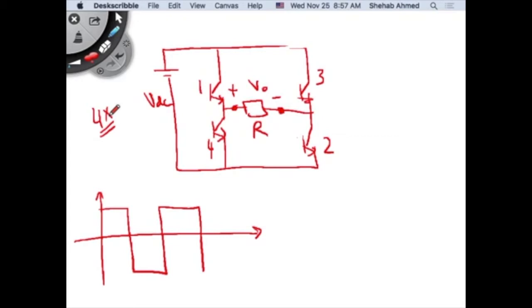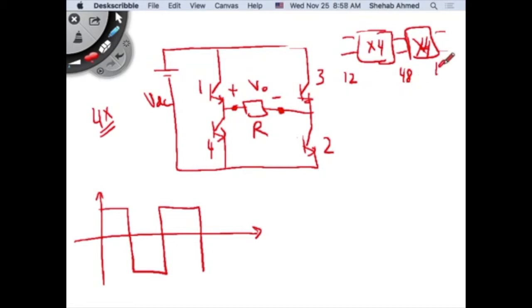The other solution is you can use 2 boost converters in series, right? If you use 2 boost converters in series, so 12, you can multiply this by, let's say, 4. What do you get? 48. Multiplied by 4. No, it's closer to 200, right? It's 200 minus 8, right? It's 192 volts, right? So you can get your 180 volts.